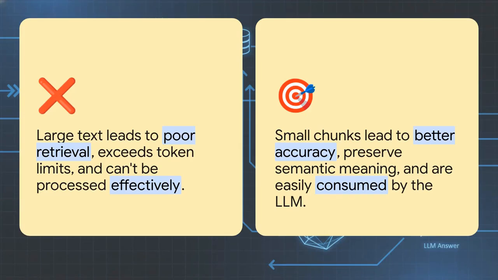So why is this so incredibly important? Well, LLMs have a limited attention span, what we call a context window or a token limit. You can't just feed an entire textbook into the prompt and expect it to work. By breaking the text up into these small, focused chunks, we make sure the AI gets only the most relevant information, and that dramatically improves the accuracy of its answers.